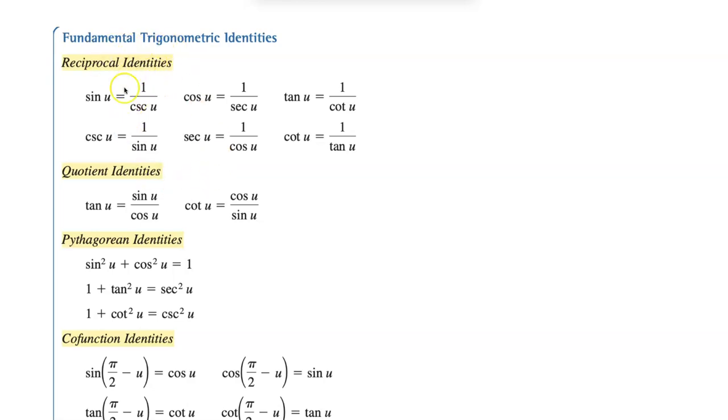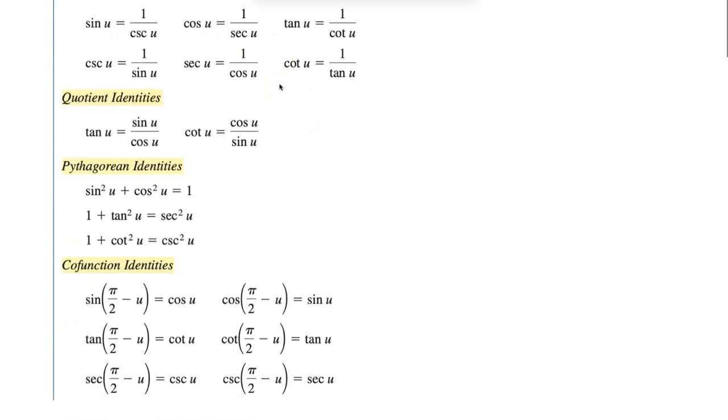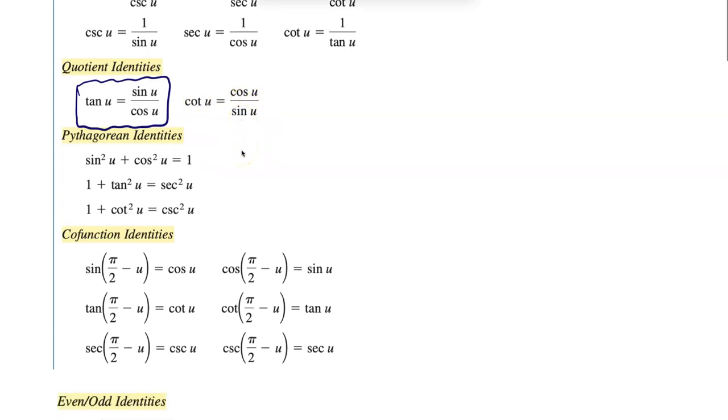So like reciprocal identities, hopefully these are all memorized already, right? Sine goes with cosecant, cosine goes with secant, tan goes with cotan, like all the reciprocal ones. These ones are super important. Tan is sine over cosine. I think it's another one we hopefully should have memorized by now. And then cotan is the reciprocal of that. So when I think of cotan, I just think, oh, tan is sine over cosine, cotan is the reciprocal, cosine over sine.